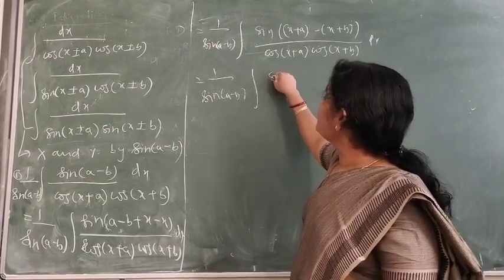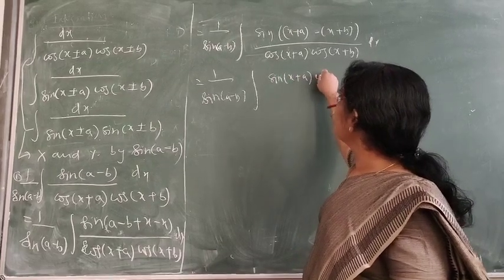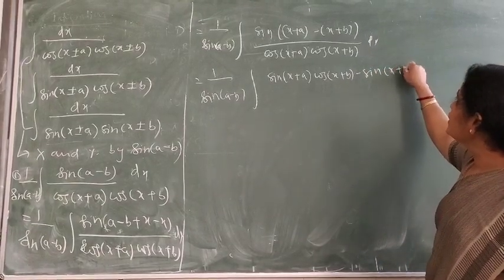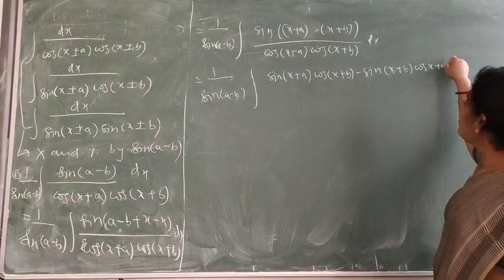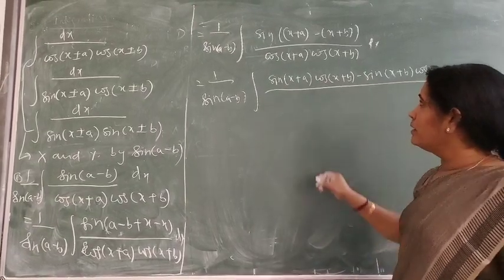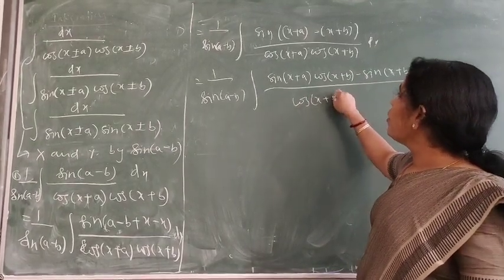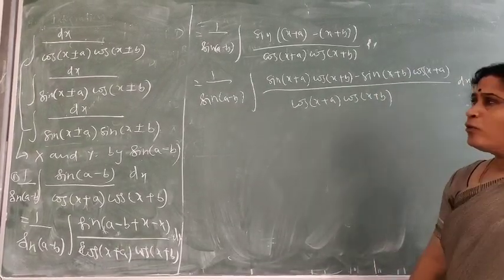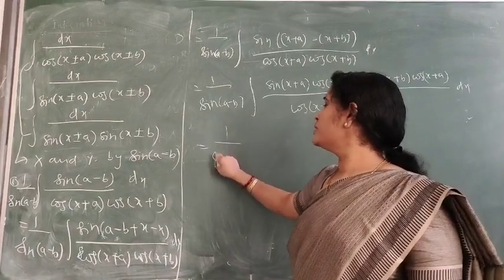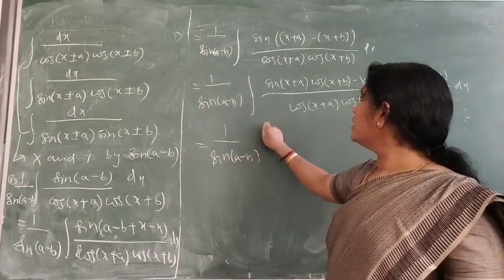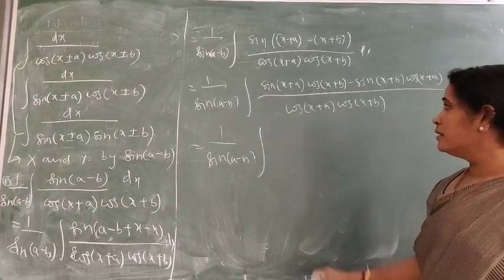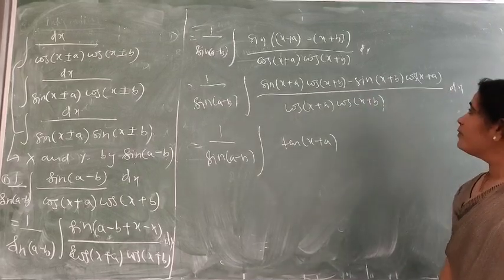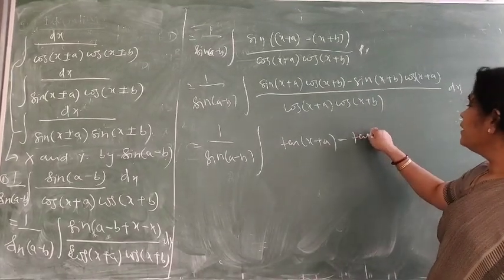Now in the integral, if I am using the formula, sine a is x plus a into cos x plus b, and then minus sine x plus b into cos x plus a, the whole upon cos x plus a into cos x plus b into dx. Now you make it separate, 1 upon sine a minus b into integral. If you do this upon this, that becomes tan x plus a. If you do this upon this, we will get minus tan x plus b.